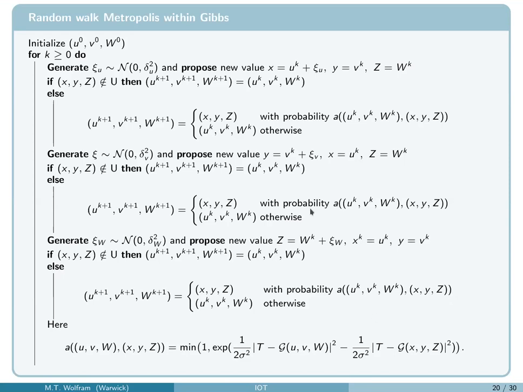Then you do the same for the V, and you do the same for the W. So this within Gibbs means that you split it into all three steps. You could do it all together, but what we did here is within Gibbs, so we looked at each one of them separately. And you have certain parameters that you can choose. The space where you search for new candidates is hidden in these deltas. So how much do you explore the space?